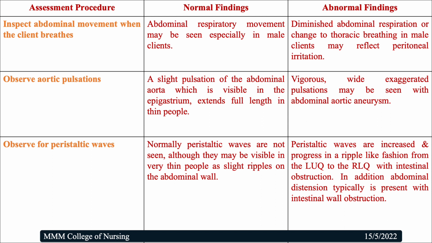Next is to observe for peristaltic waves. Normally, peristaltic waves are not seen, although they may be visible in very thin people as slight ripples on the abdominal wall. Abnormal findings include peristaltic waves being increased, and they progress in a ripple-like fashion from the left upper quadrant to the right lower quadrant with intestinal obstruction. In addition, abdominal distension typically is present with intestinal obstruction.